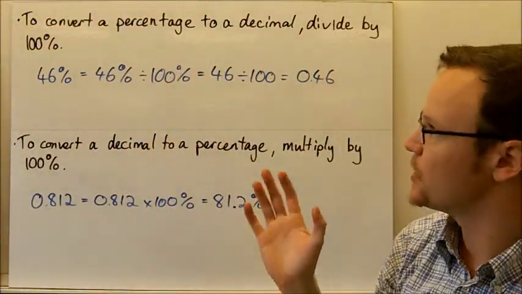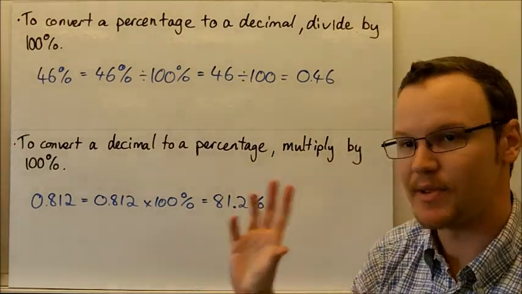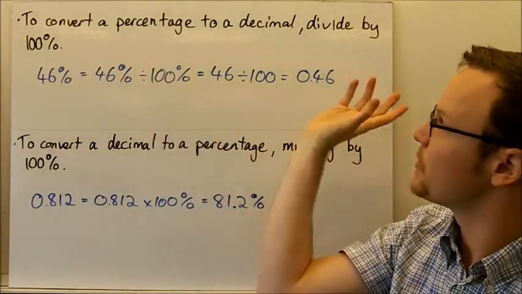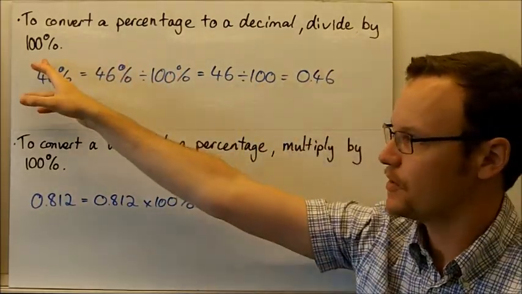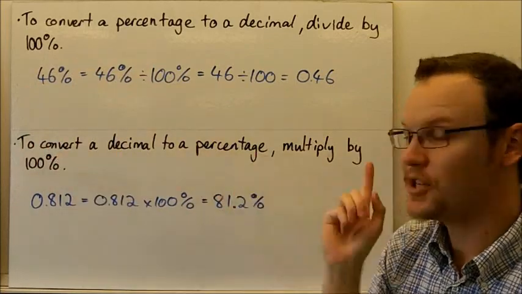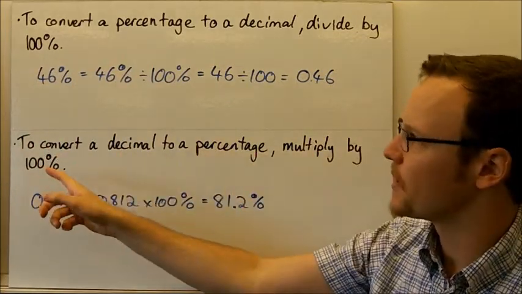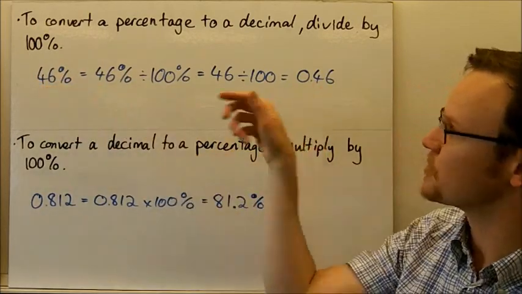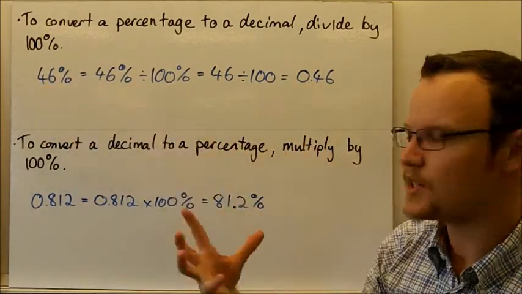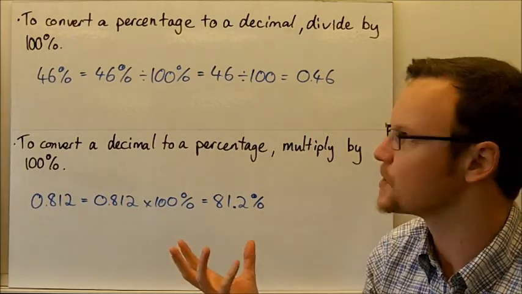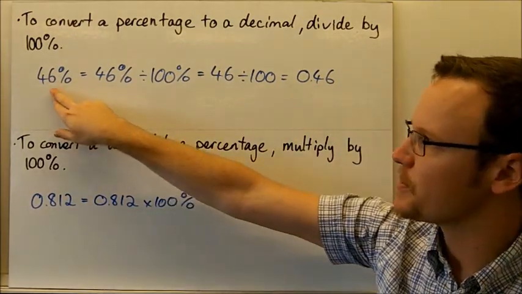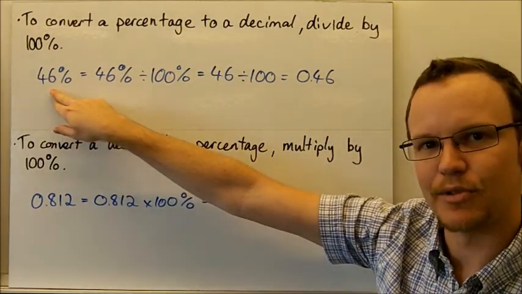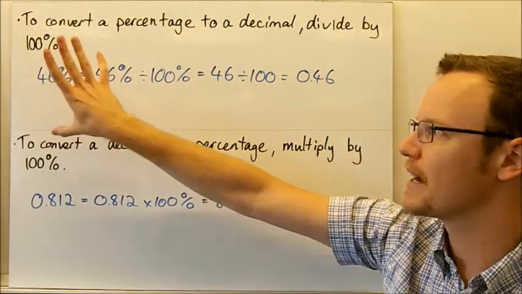So if we look at converting between percentages and decimals, this one's very easy. To convert a percentage to a decimal, you divide by 100, and to convert a decimal to a percentage, the other way, you multiply by 100. So a percentage is always going to look larger than its decimal. So here 46%, 46 is a larger number than 0.46. So you know that if we've got a percentage and we're trying to convert it to a decimal, we need to divide, make it look smaller.